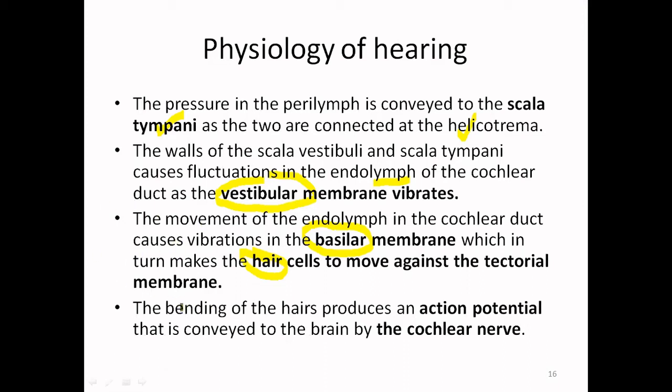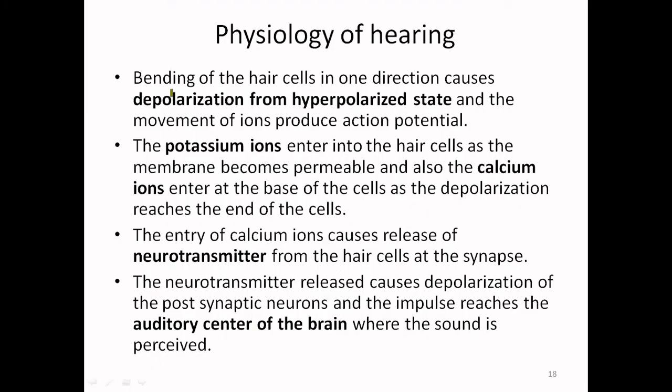Now, due to the touching of the tectorial membrane, there is a consistent bending in the hairs of the hair cell. This bending of the hair cell results in production of the action potential. Now, how is this action potential generated? The action potential is generated due to the conversion of hyperpolarized state of the cell to depolarization. How does it happen? I'll explain here. See, at rest, the hair cells are in a hyperpolarized state. Now, due to the bending of the hair cell, the hyperpolarized state gets depolarized.